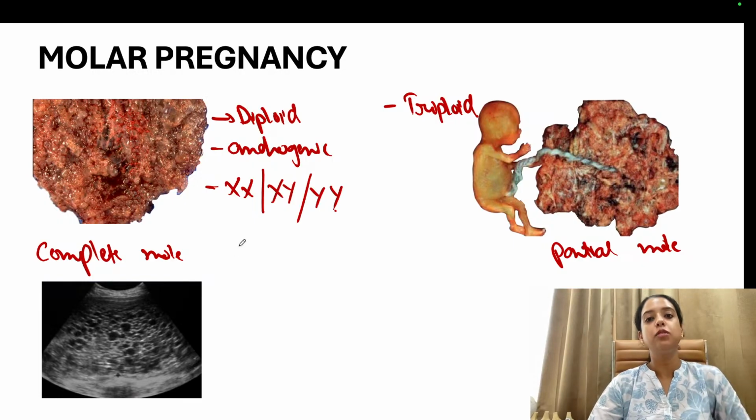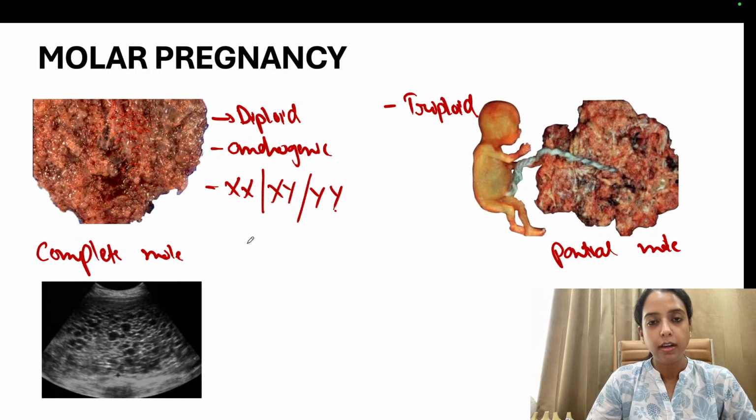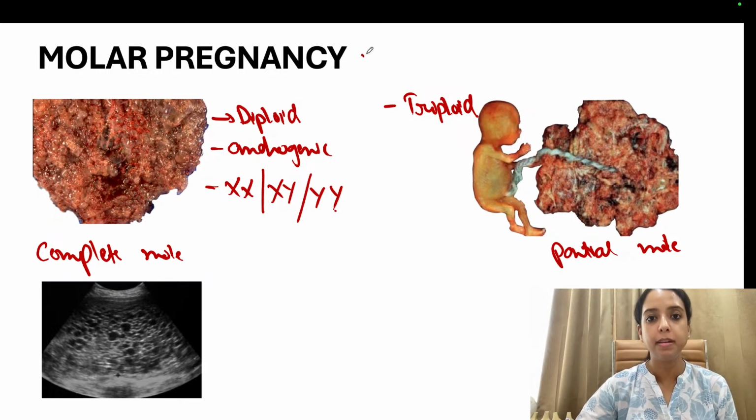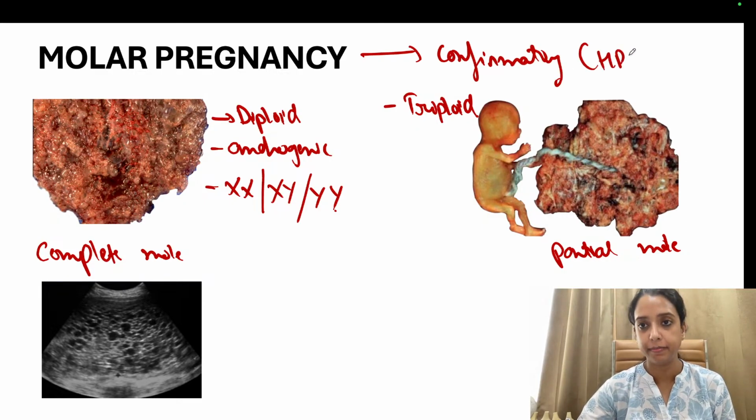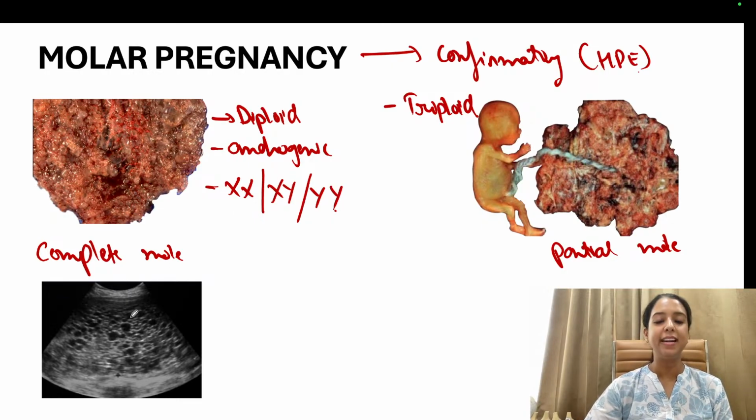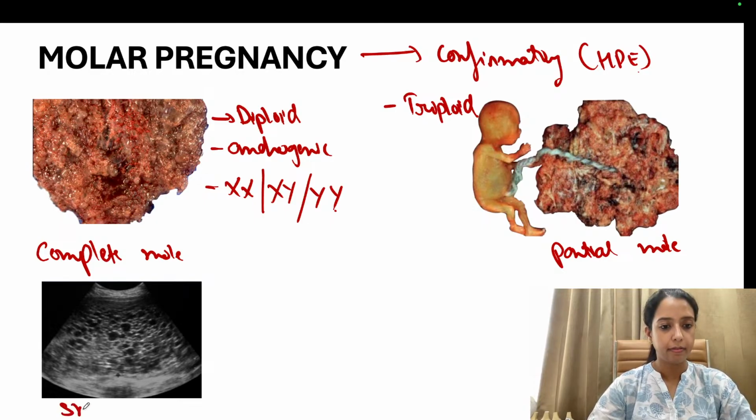Snowstorm appearance. So what is used for diagnosis? For diagnosis first we use ultrasound, but remember the confirmatory diagnosis of molar pregnancy is by histopathology. Ultrasound is a modality that can help you in diagnosis. So what do you see in ultrasound? In ultrasound, I'll see something like this. What is this? This is a snowstorm appearance.